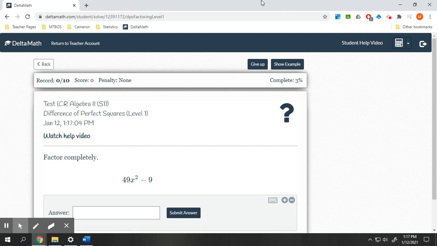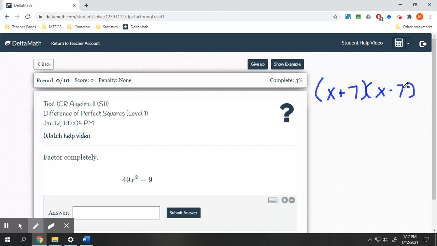Hello, today we are going to be talking about factoring using the difference of perfect squares. Now, I kind of want to take us back first to our distribution unit. Let's go with an easy one. Let's say I had x plus 7, and then I had x minus 7.